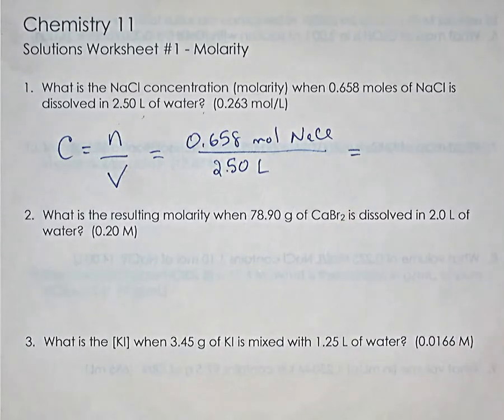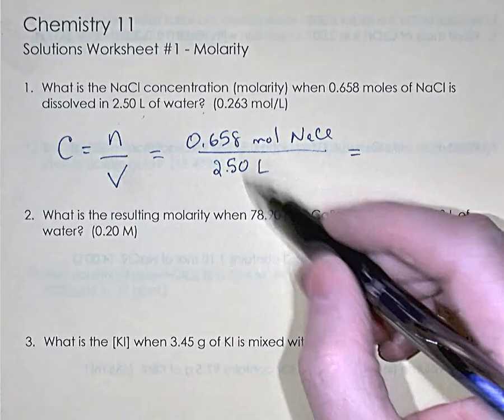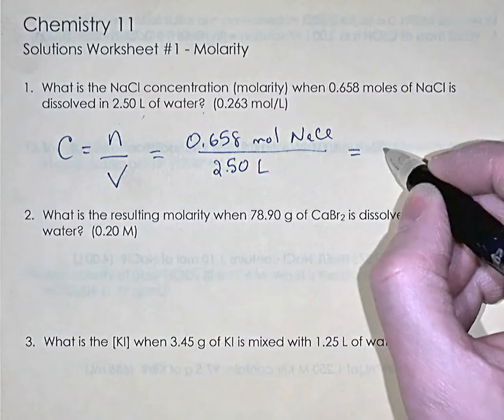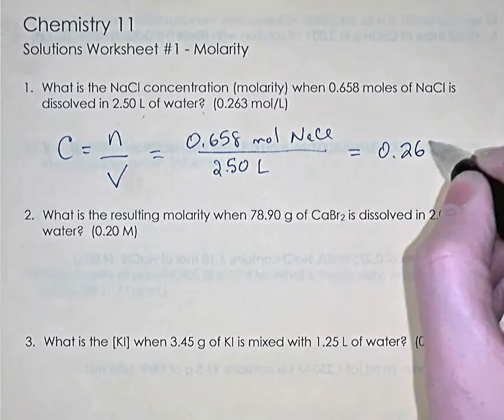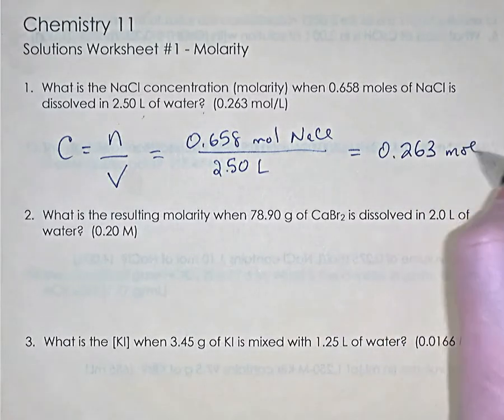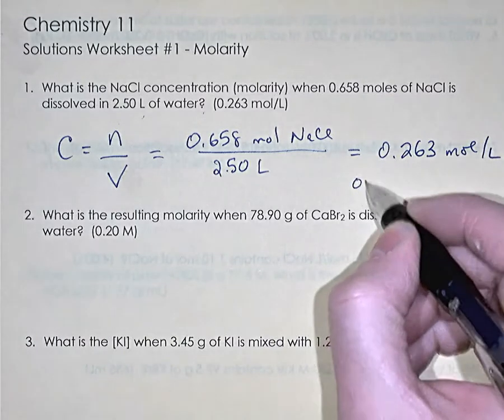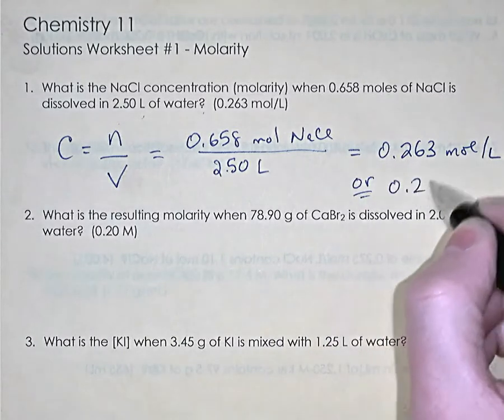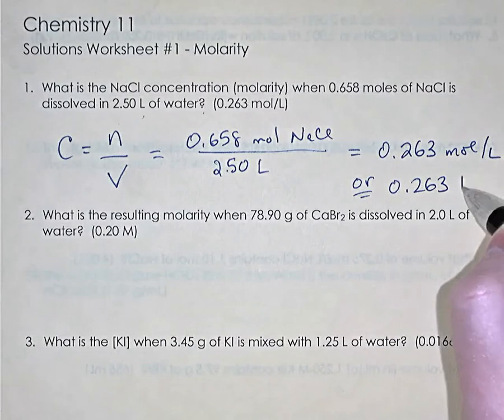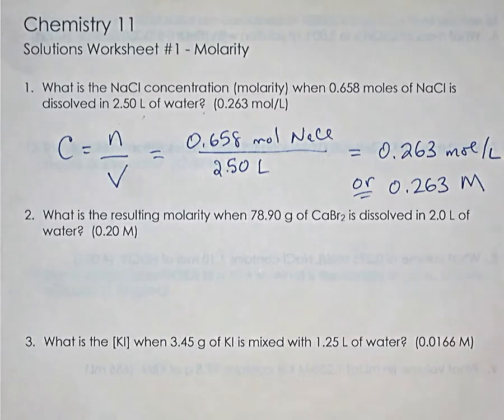So 0.658 divided by 2.5. I'm going to keep 3 significant digits in my answer, and I get 0.263 moles per liter, or you could just say 0.263 and then put a capital M, which means molarity.